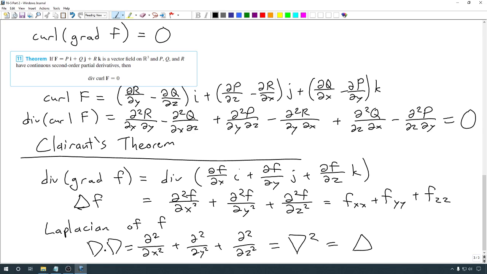Now there are a couple other possible combinations here. Theoretically, you could take the gradient of the divergence. That doesn't really have much use to it, but it is there.